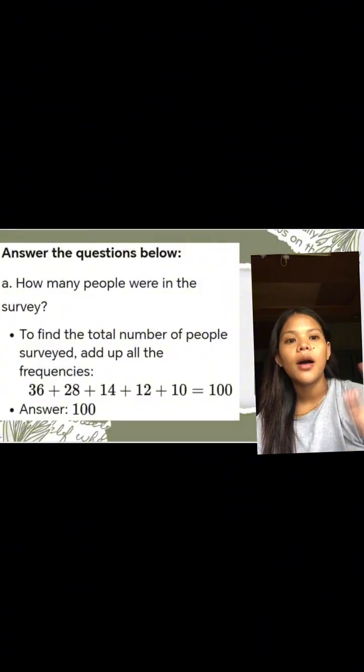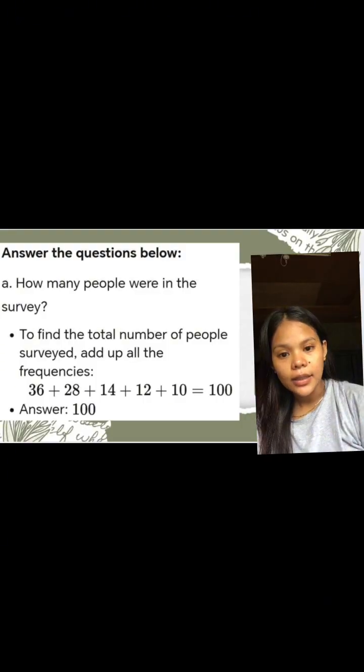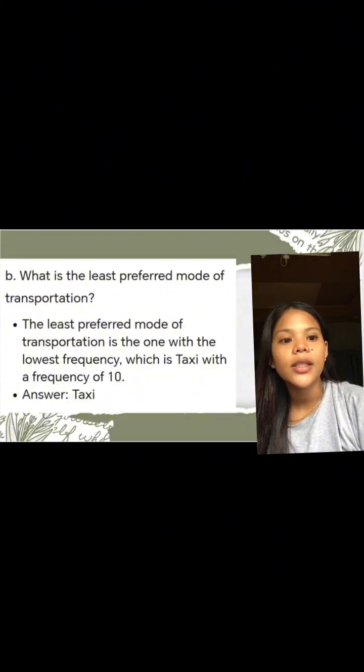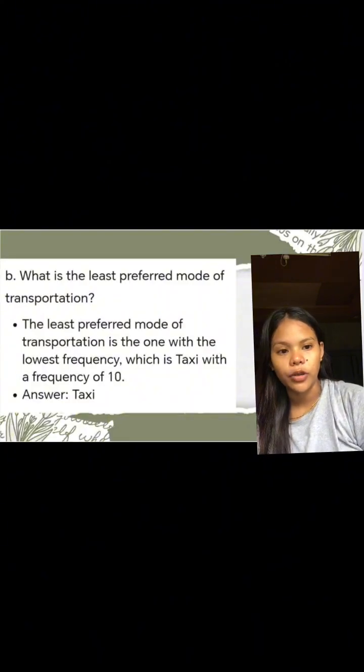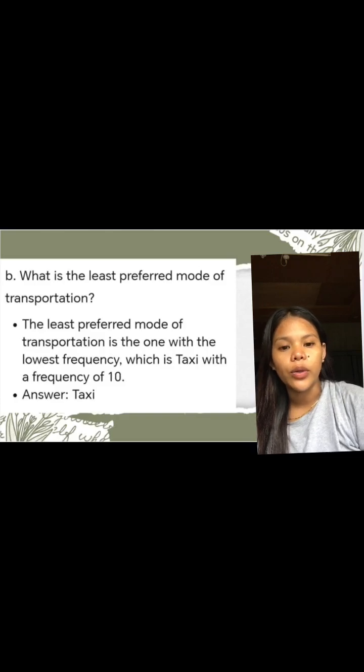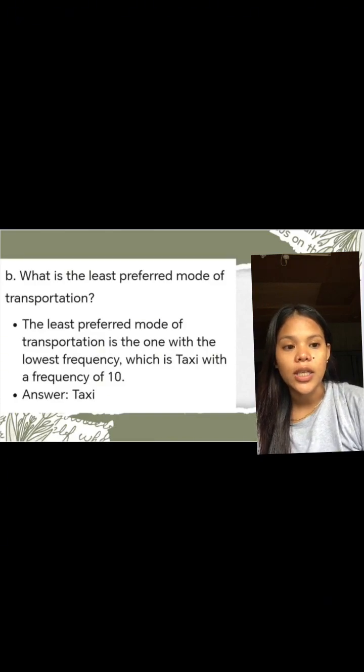So para matubag nato ang pangutana, of course i-add nato ang tanan frequencies. So 36 plus 28 plus 14 plus 12 plus 10 equals 100. So letter B is what is the least preferred mode of transportation? So, the answer is the least preferred mode of transportation is the one with the lowest frequency, which is taxi nga naa lang siya 10 nga frequency.